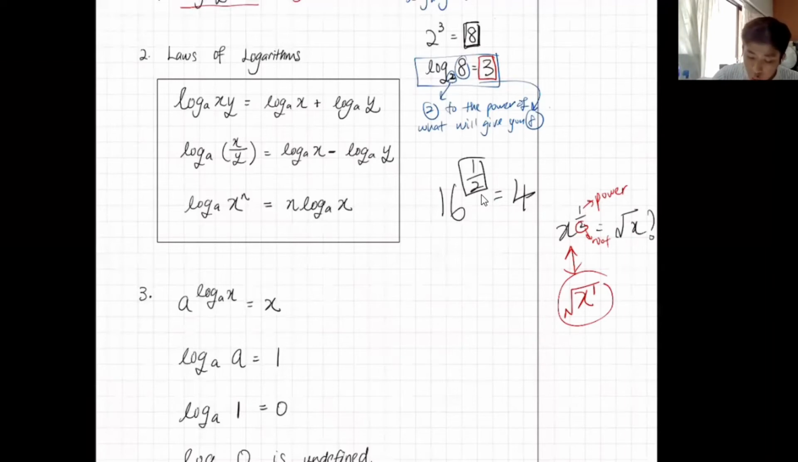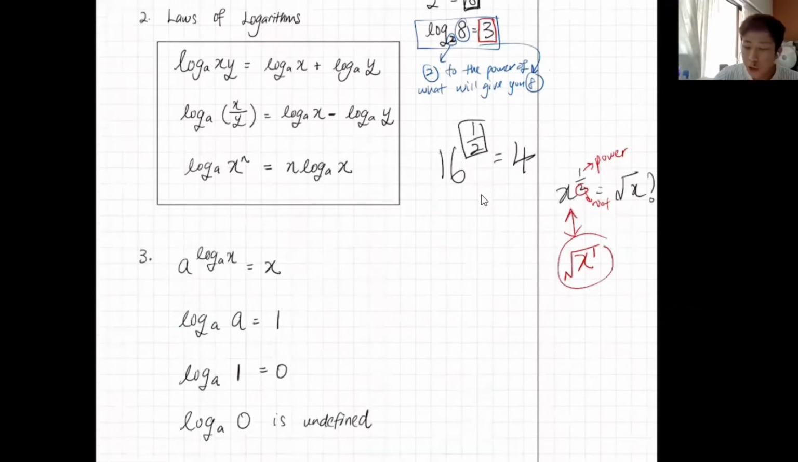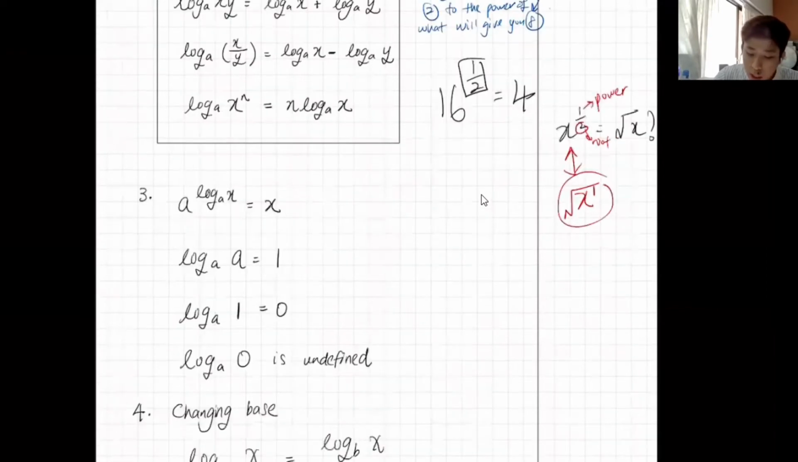So we come back to this. 16 to the power of half gives you 4. So I want to change this to logarithmic form. You must ask yourself, now you know that 16 to the power of half gives you 4. So the base is 16. The base is always the one that has the power. So 16 to the power of half will give you 4, right? So it is log base 16, 4 equals half.